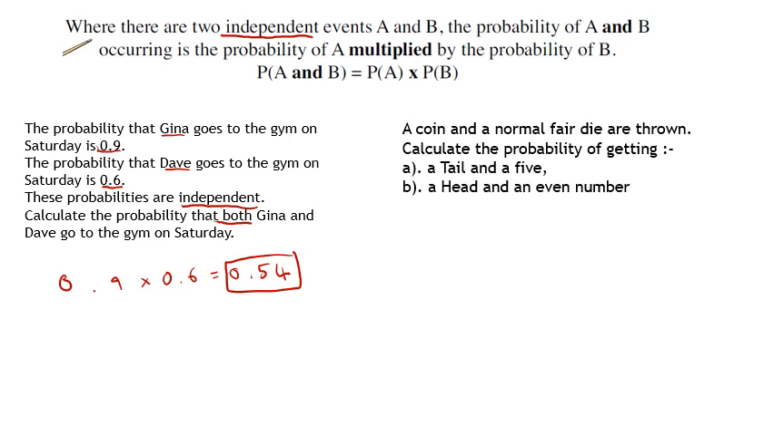Second example, potentially a tiny bit harder. We are told a coin, so like a head and tail coin, and a normal dice are thrown. Calculate the probability of getting a tail and a 5.